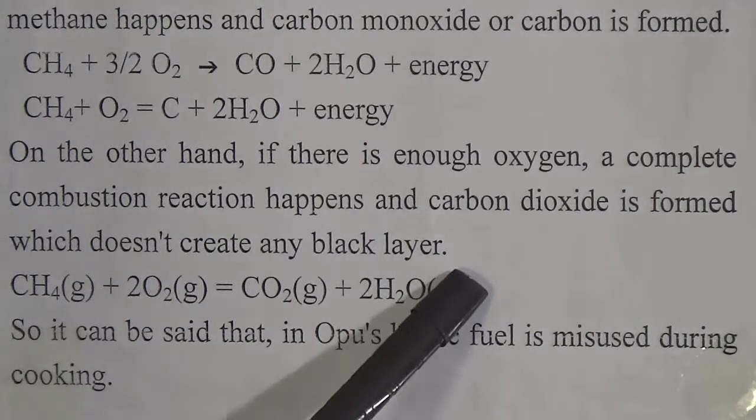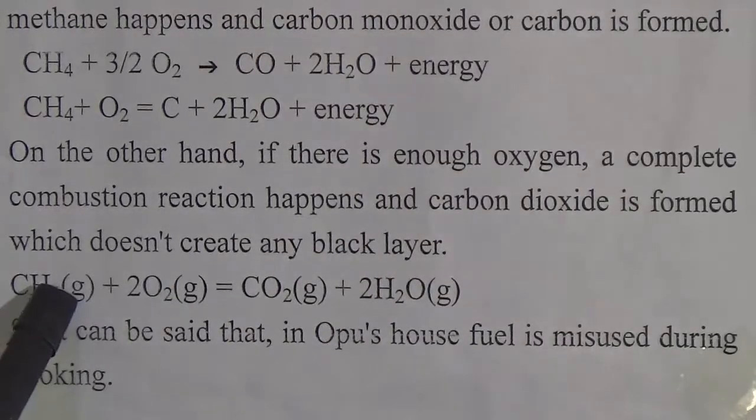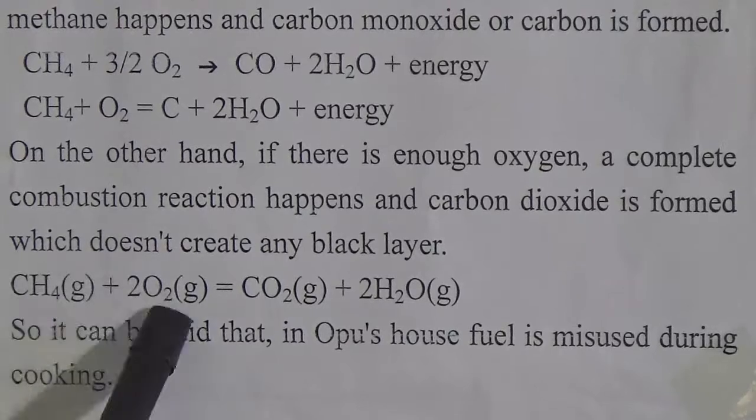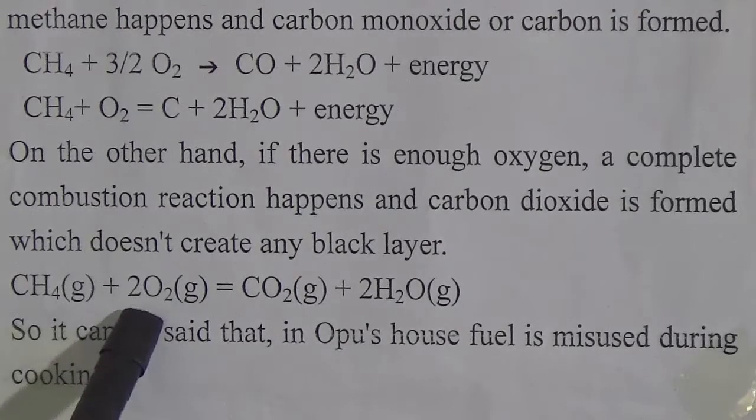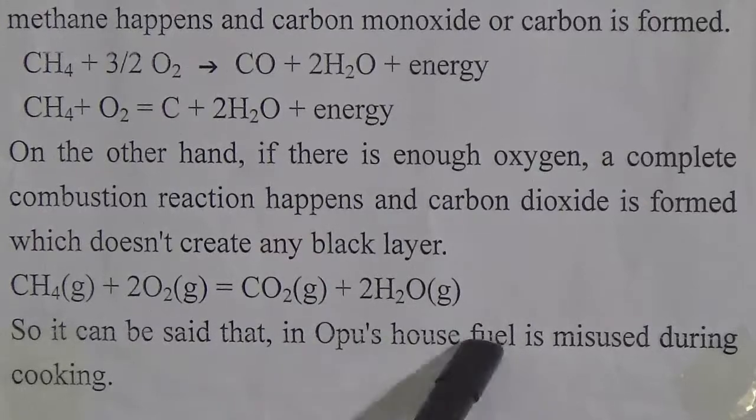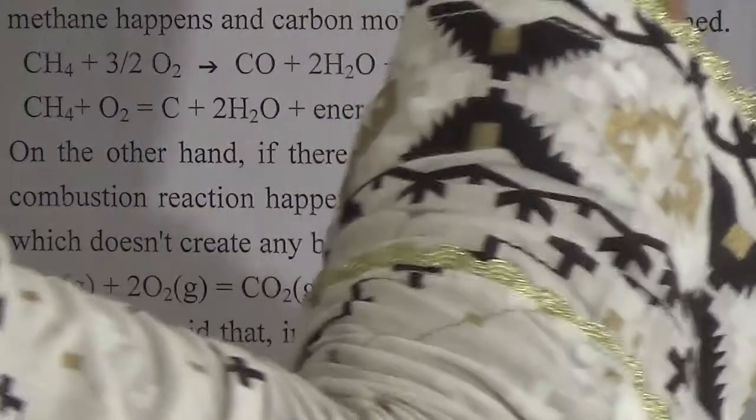That means if we want to get the total benefit from the methane, we have to provide the needed amount of oxygen. So it can be said that in Opu's house the fuel is misused during cooking because of the insufficient supply of oxygen. Now come to question number 2.